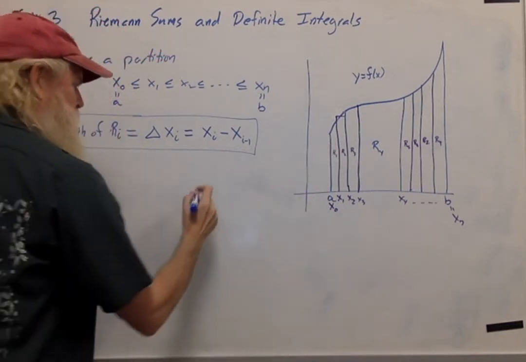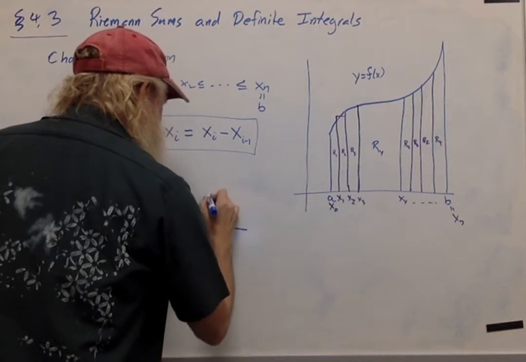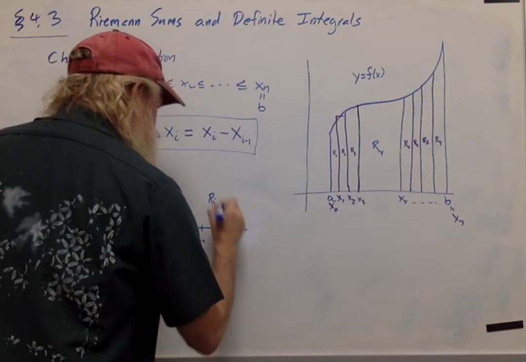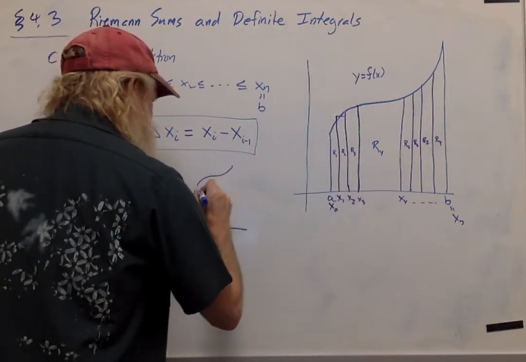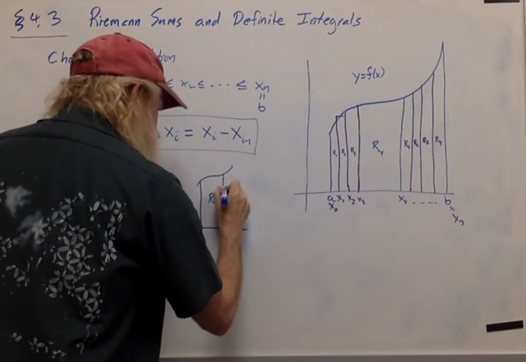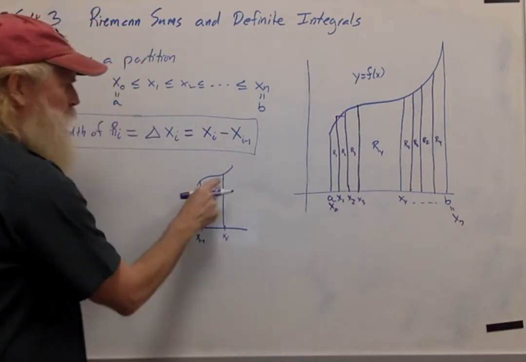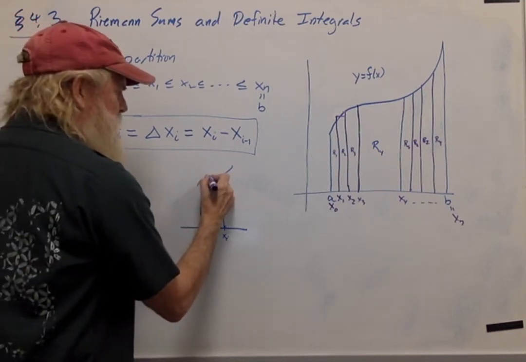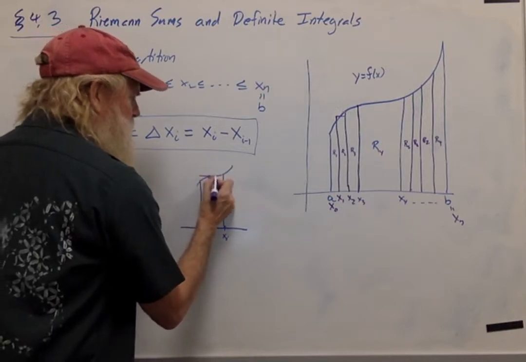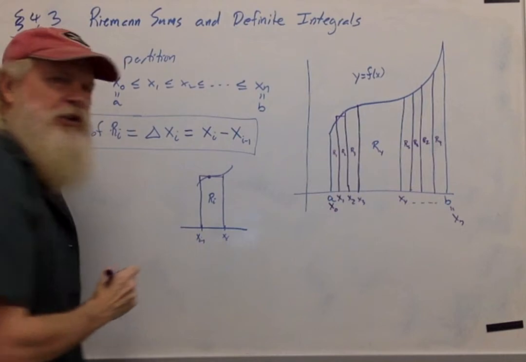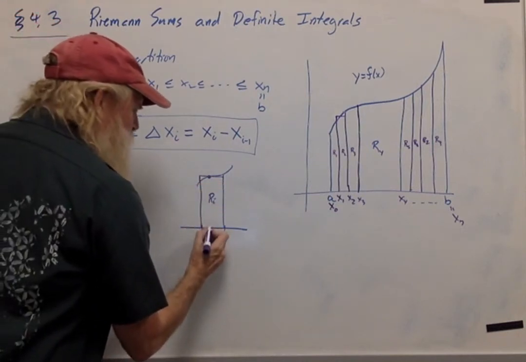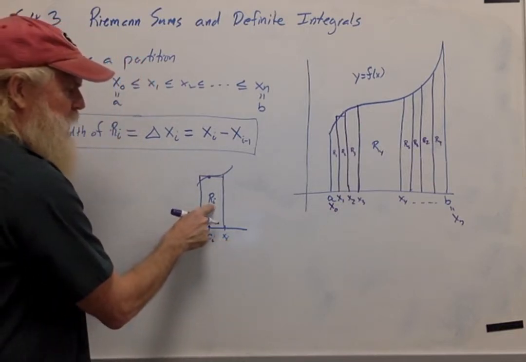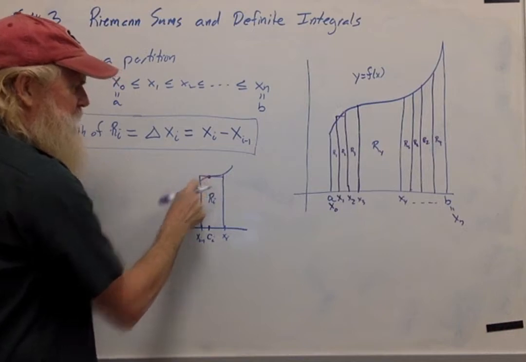So let me expand that picture a little bit. If this is r sub I, it's going between x sub I minus 1 and x sub I, and it has a curved top like this, then we certainly could use a right endpoint or a left endpoint, but we can also choose any point in between and use that to determine the height. So this point in between, we're going to call c sub I. And we'll get the height of r sub I by substituting c sub I into the function.